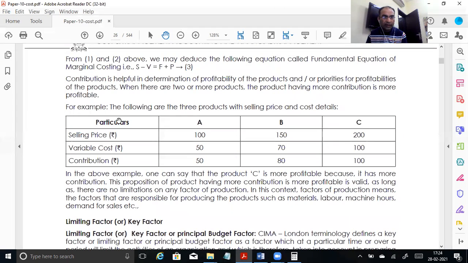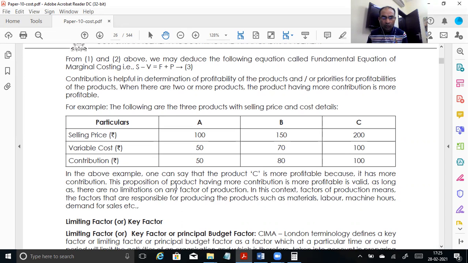Here he has given one simple example. For example, the following are three products with selling price and cost. These are products A, B and C. The selling price of product A is 100 and its variable cost is 50, so the contribution will be 50, 100 minus 50. Similarly, 70 and 80 are the contributions for the others. In the above example, one can say that product C is more profitable, because the product which gives more contribution is considered more profitable. It will recover its fixed cost very soon.